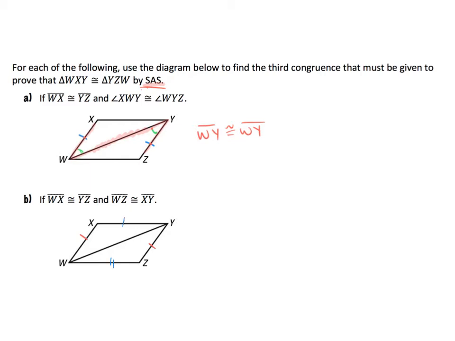In example B, we are told that WX is congruent to YZ, and we are also told that YZ is congruent to XY. Now, those are two sides, so I need the angle that is included in between them. So in this case, I need these two angles to be congruent. So the statement that we need is that angle X is congruent to angle Z.